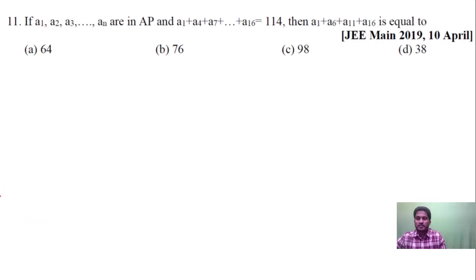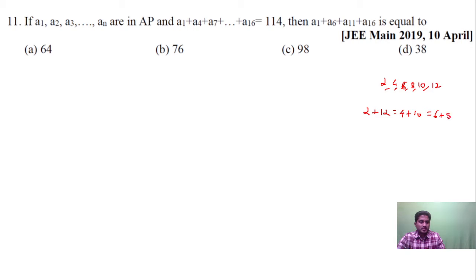Let's discuss this question, the 2019 problem. In an AP, the sums of terms equidistant from the beginning and end are the same. Suppose I have the terms of an AP: 2, 4, 6, 8, 10, 12. The sums of terms equidistant from the beginning and end are the same. 2 plus 12 is equal to 4 plus 10 is equal to 6 plus 8. The sum of all these pairs is the same.